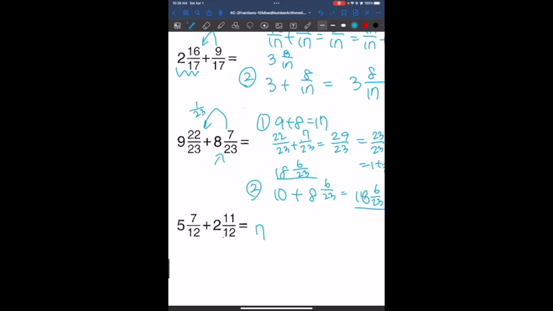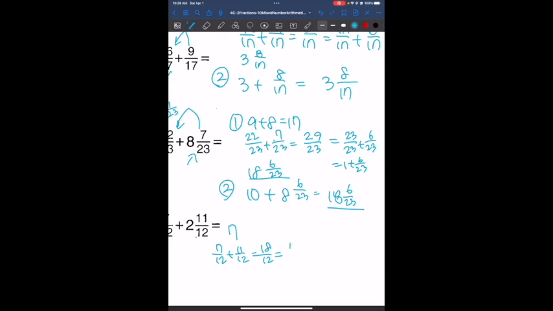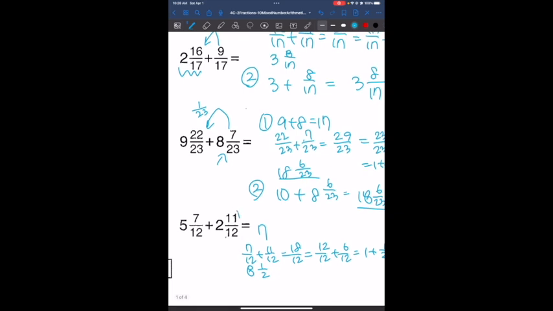So 5 plus 2 is 7. Then do fractions together. So that's going to be 18 over 12. So 12 over 12 plus 6 over 12 is going to be 1 plus 1/2. So that's going to be 8 and 1/2. Now, another way that we can do this is we can first complete this shell into a 3 by bringing 1 over 12 from the other side. So that's going to be 5 and 6 over 12 plus 3, which is going to be 8 and 6 over 12. So that would be 8 and 1/2.